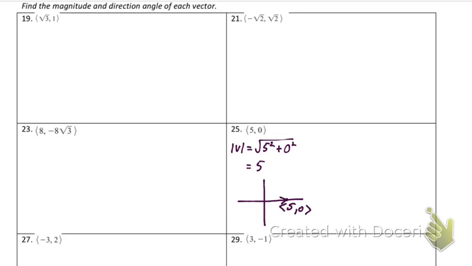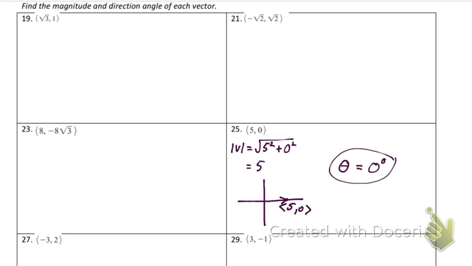Now to get the directional angle, or our theta. Remember, our directional angle is how far it rotates away from the origin. How far does this one rotate away from the origin? It doesn't go anywhere. In fact, this one's going to be just 0 degrees. It's kind of one you can't figure out because it doesn't make any triangles. You just have to know that that is 0 degrees.